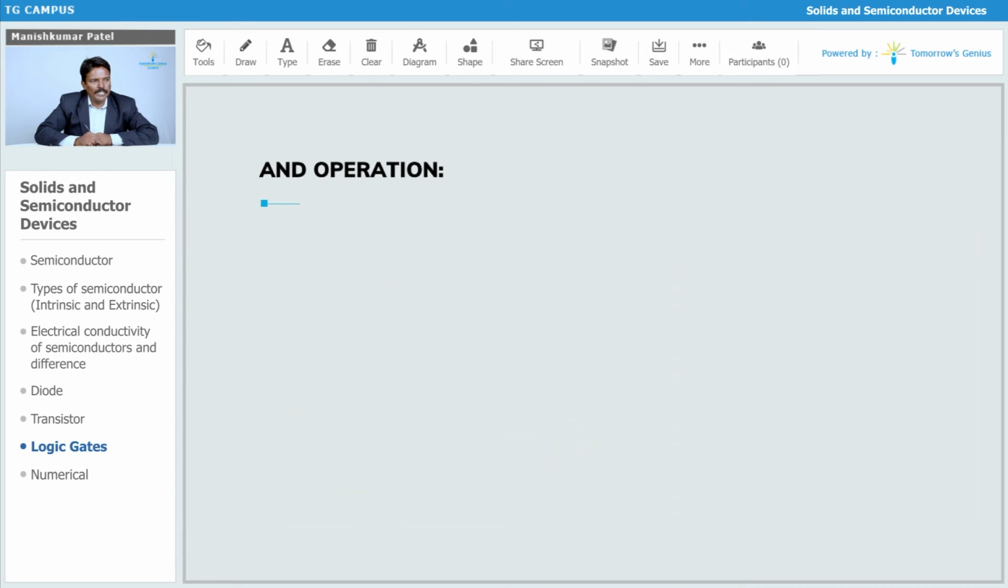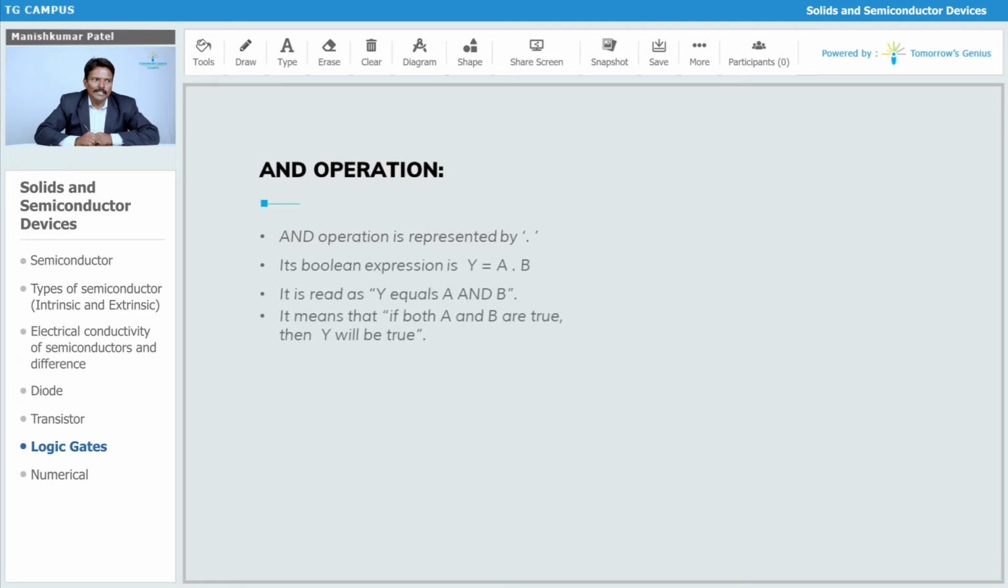The next one is the AND operation. The AND operation is represented by Y equals A into B. A and B are the two inputs, which might be logic 0 or logic 1, and it reads as Y equals A and B. It means that if both A and B are true, then Y is also true.